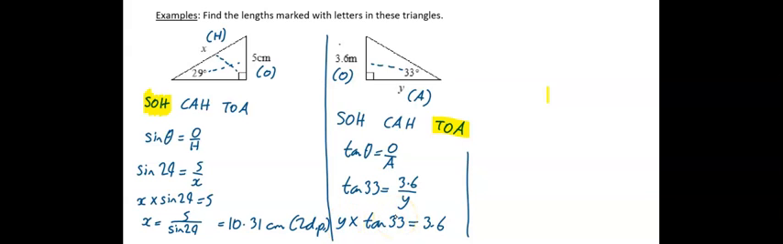So when that tan 33 goes across, you're going to have Y is equal to 3.6 divided by tan of 33, which means Y is equal to, let's just do that on our calculator, 3.6 divided by tan of 33, and I'll give our answer to 2 decimal places, which is going to be 5.54, and the units will be meters, and that is the 2 decimal places.